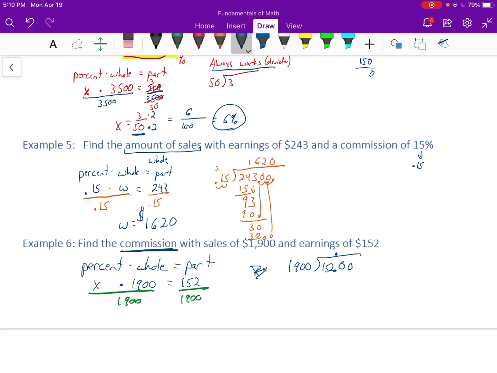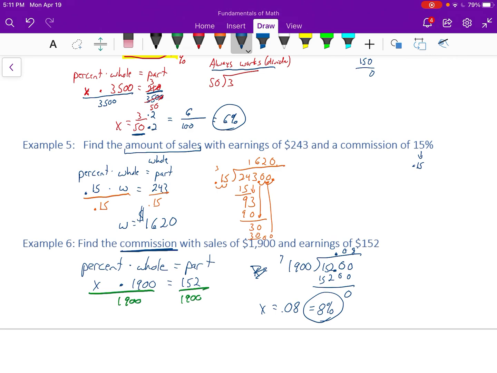And 1,900 into this, I'm going to take a guess here, so it went in 0 here. Let's try 8. 8 times 9 is 72, so we put 2, add the 7. Oh, perfect. 15, we subtract, we get 0. So X equals 0.08. Now, what does that represent? That represents the commission, and we want to write the commission as a percent. So this is 8% commission.